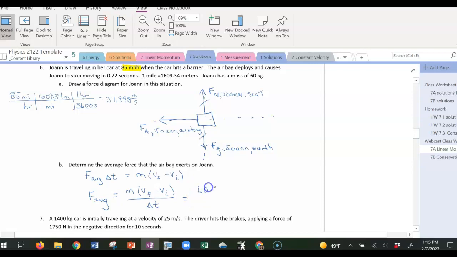She has a mass of 60 kilograms. Her final velocity is 0 because she stops. Her initial velocity was 37.998 meters per second. The elapsed time was 0.22 seconds. That was just given to me, and that means that the average force is in the negative direction, so I get a negative number, 10,363 newtons.